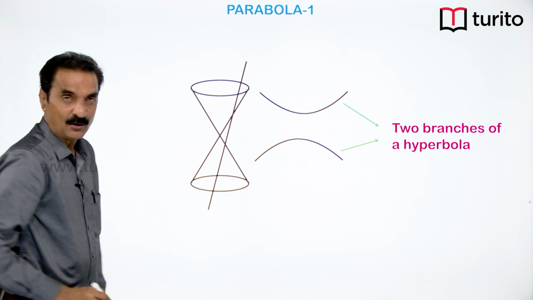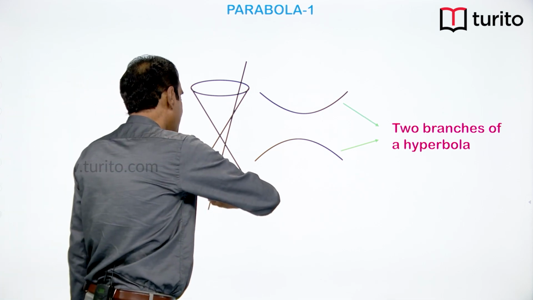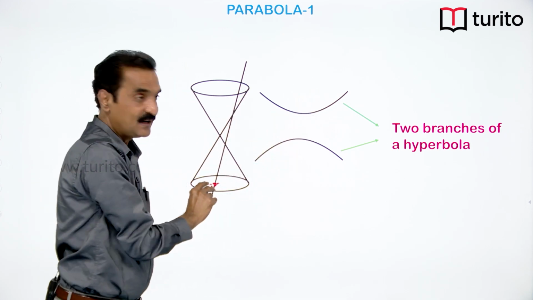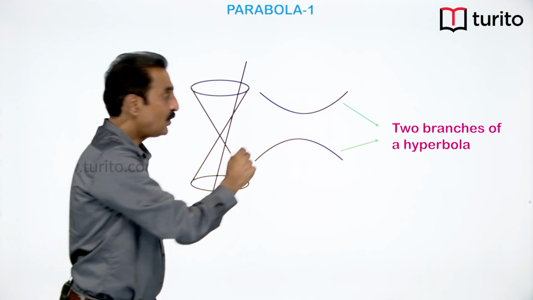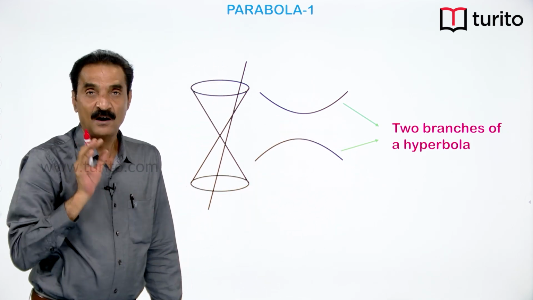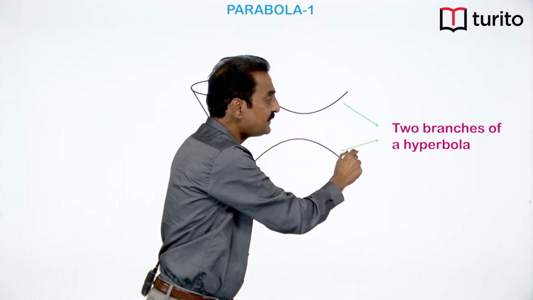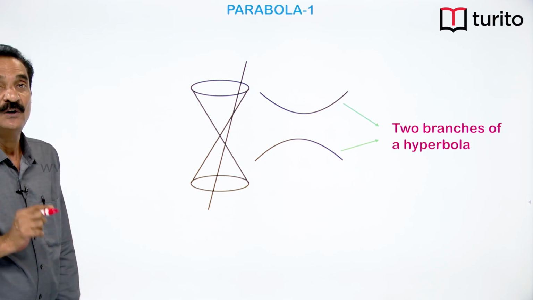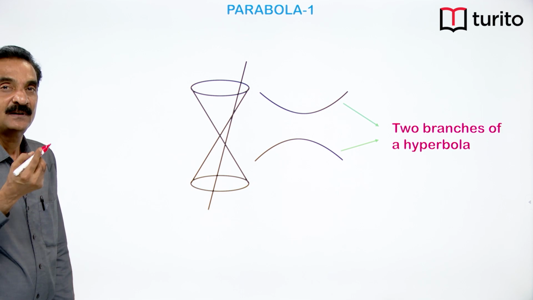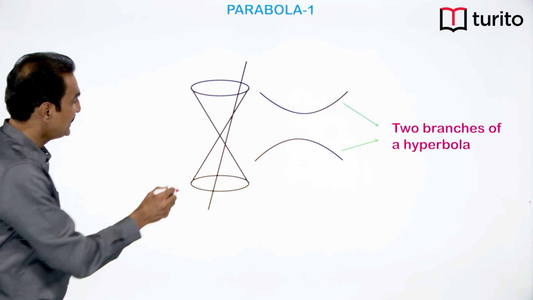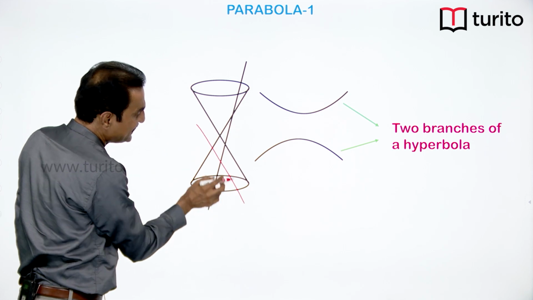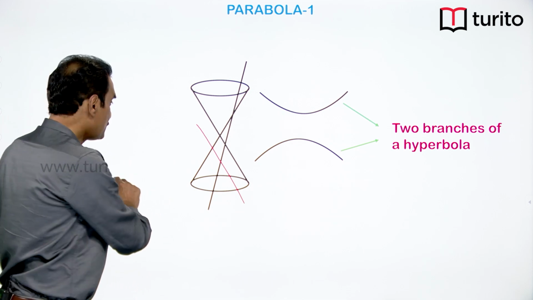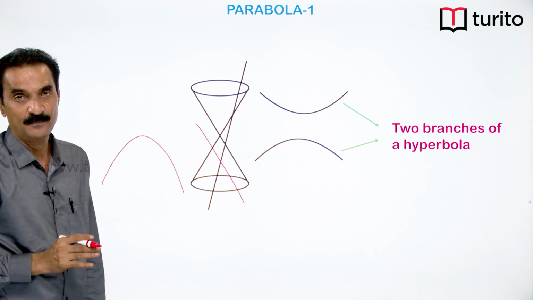But if you take a double cone and a plane cuts both the cones like this, then you are going to get one cross section like this and another cross section like this, and both together are called one hyperbola. They are called two branches of one hyperbola. A hyperbola will have two branches, whereas a parabola has only one branch, because if you draw any plane parallel to the slant height, it cannot cut the other cone, it can cut only one cone. So you are going to get only one branch of a parabola.